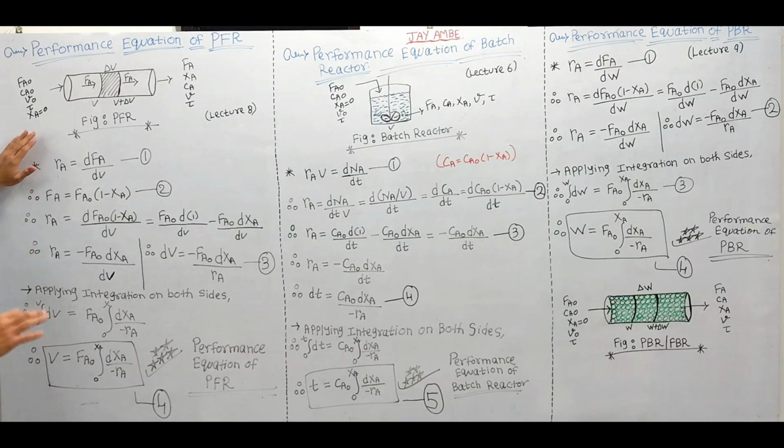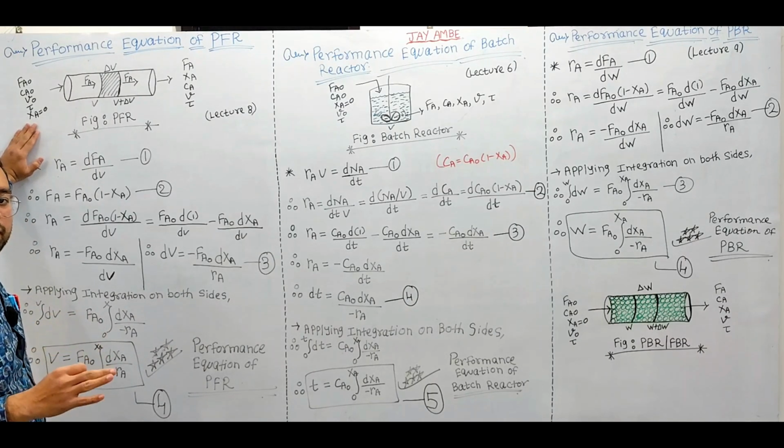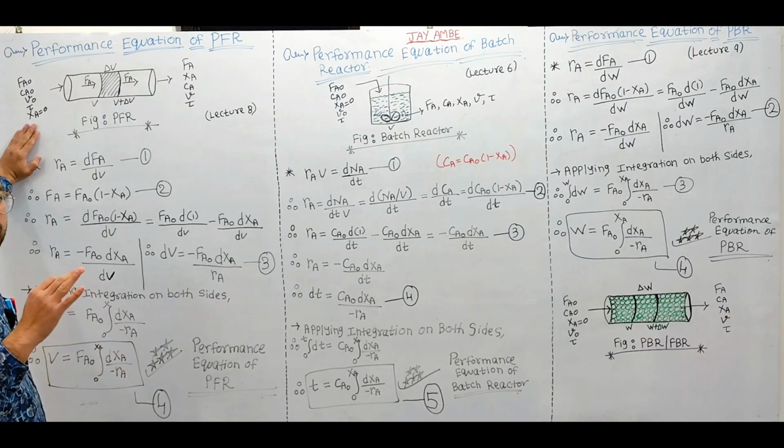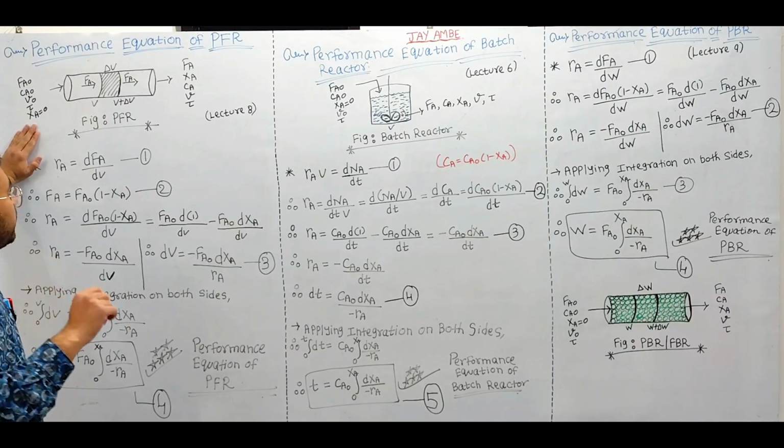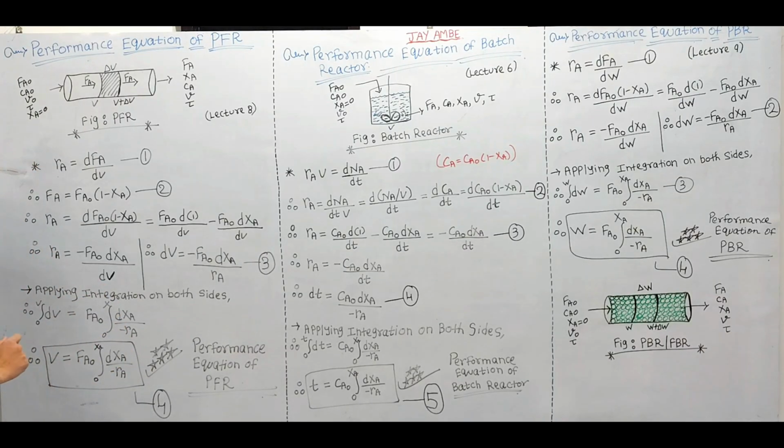So let's say by using the similar concept, the fundamental concept of the plug flow reactor and the design equation and the mole balance equation of the plug flow reactor, we'll try to derive the performance equation of the plug flow reactor, okay? So first of all, we'll write the mole balance equation of the plug flow reactor, right? Where RA is equal to dFA by dV, right?